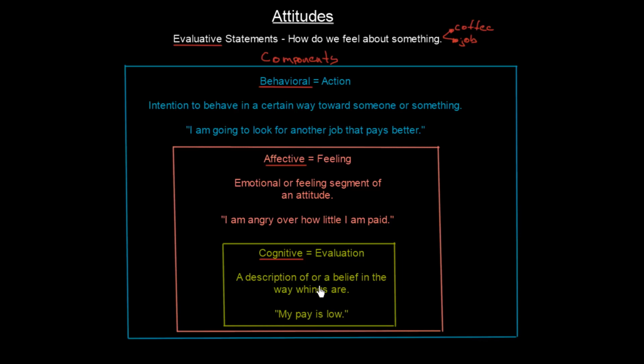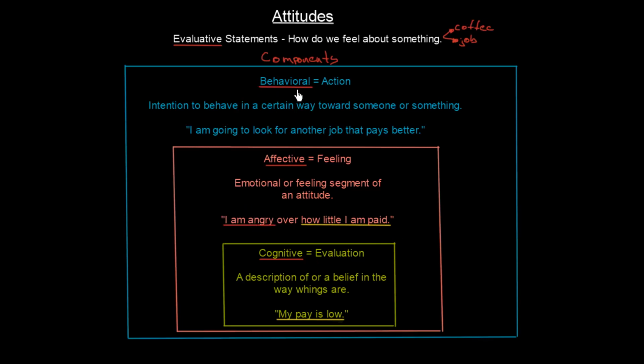However, then I can move to another component of an attitude, and that's going to be affective. I'm going to express my feeling about this belief. So this is the emotional or feeling segment of an attitude. So not only do I have my pay is low, as well I am angry. So here we have a new part. I am angry over how little I am paid. So you can see how it is building. At first we had my pay is low, which is currently here. And now I have also the affective component of an attitude.